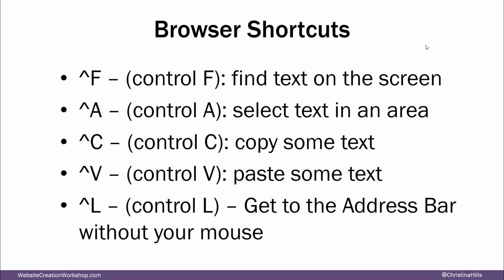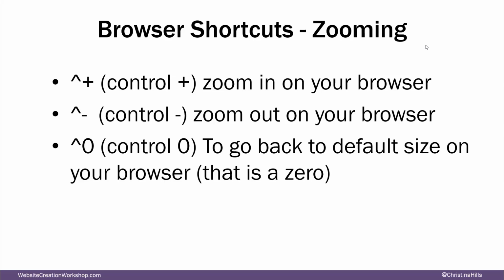Control A will select everything in an area. Control C will copy text. Control V will paste text. And Control L will get to the address bar at the top. And this one, zooming in and out, is great, especially if you don't have your glasses and you want to zoom in. Control plus will zoom in, Control minus will zoom out, and Control 0 will go back to the default size on your browser.